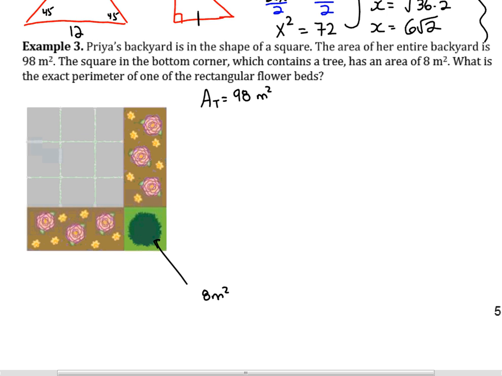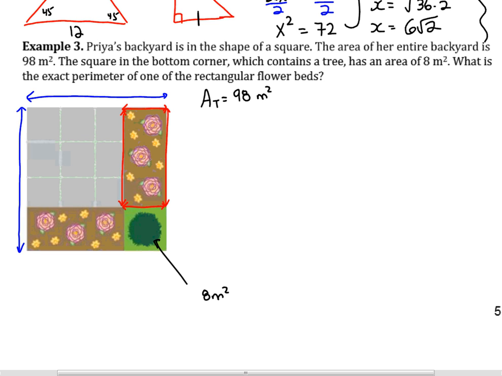In order to find the perimeter, we need to know it's a rectangle. And so we need to know 2 lengths and 2 widths. Okay? Because we want the perimeter of one of these. So we need to know its dimensions. How can I start? Like if I know the area of the big square, is there a way to get this length here and this length here?